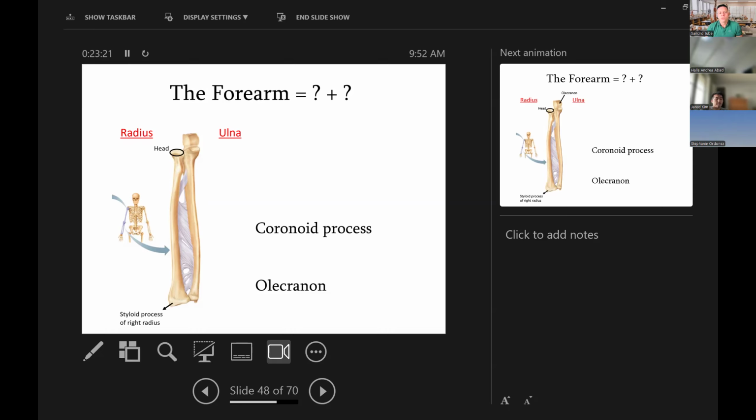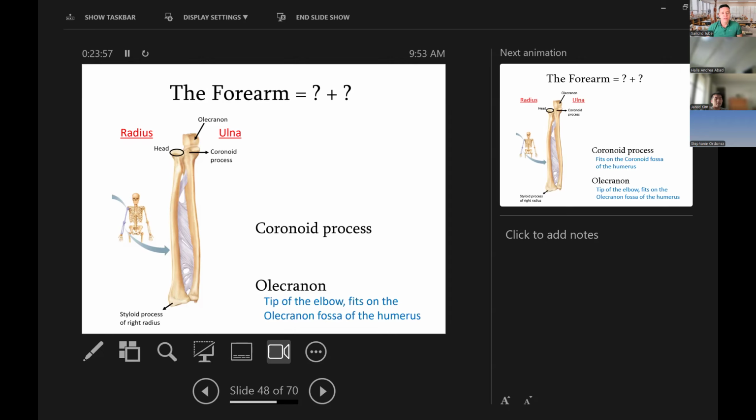And the ulna also has some important markings that I want you guys to know. We're going to find the olecranon. And guys, the olecranon is the tip of our elbow. If you touch your elbow right here, the tip of the elbow, you are touching the olecranon of the ulna. Okay? As we extend our forearm, that olecranon kind of disappears, and it disappears inside the olecranon fossa of the humerus.